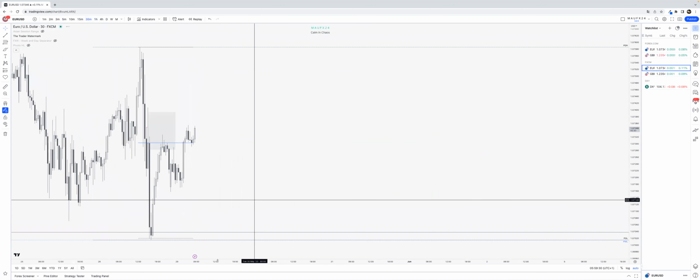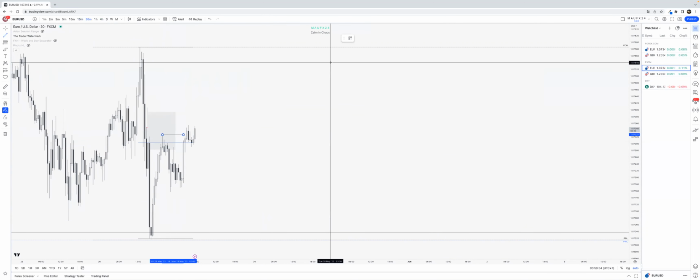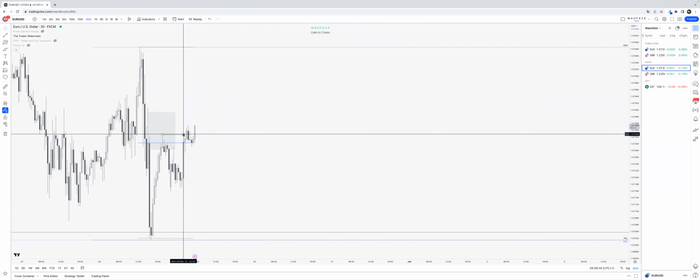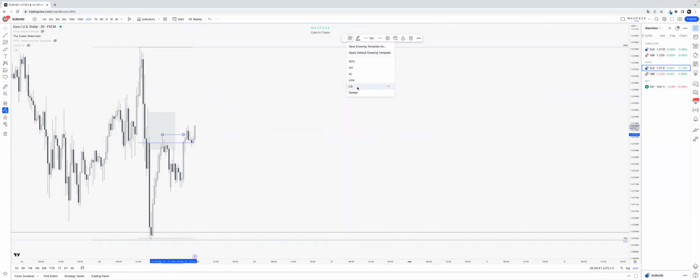Now we came deeper into this premium pricing, which is good because if we want to look for sells, this is the ideal area to look for sells.